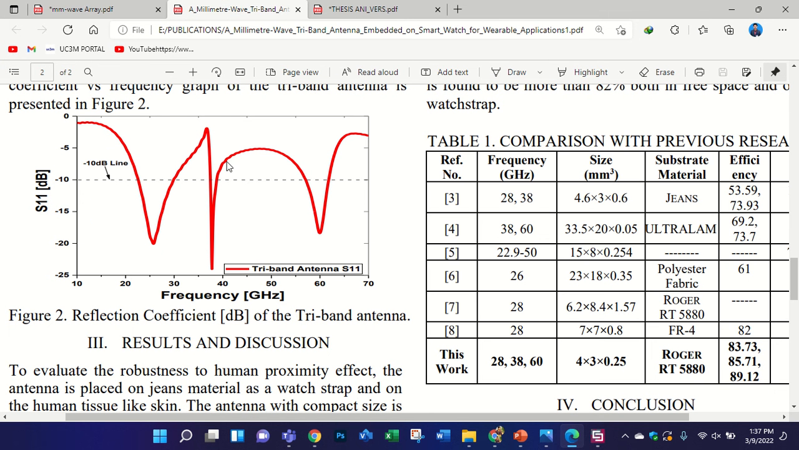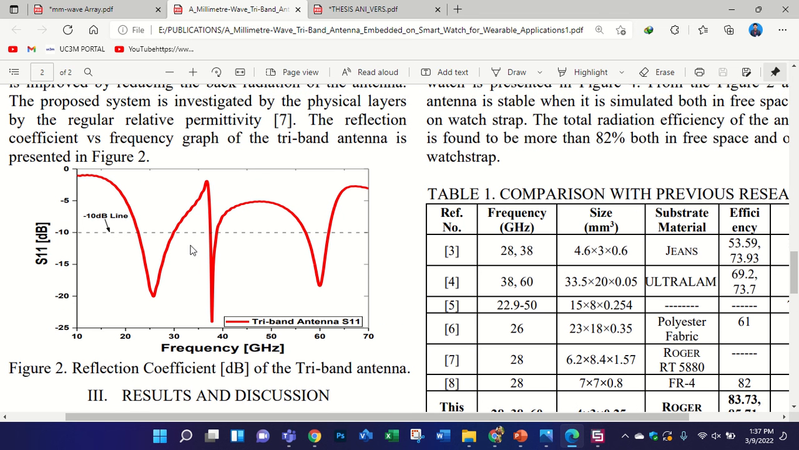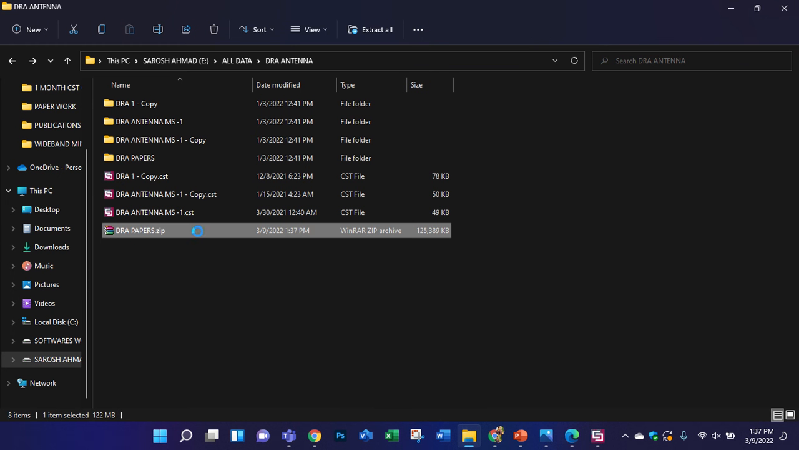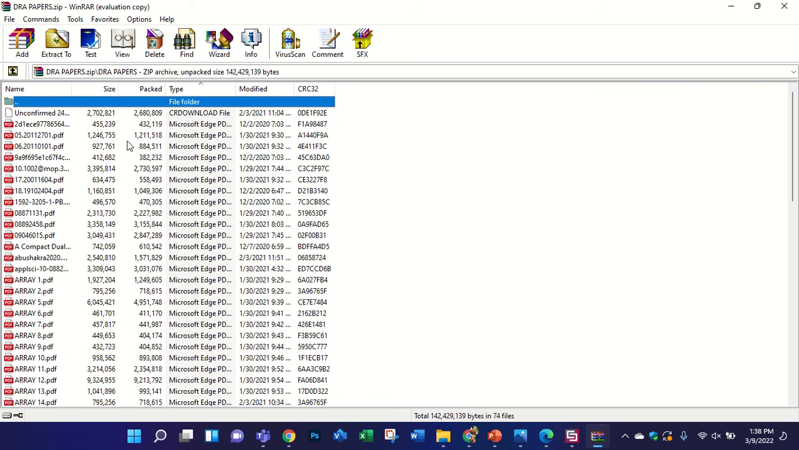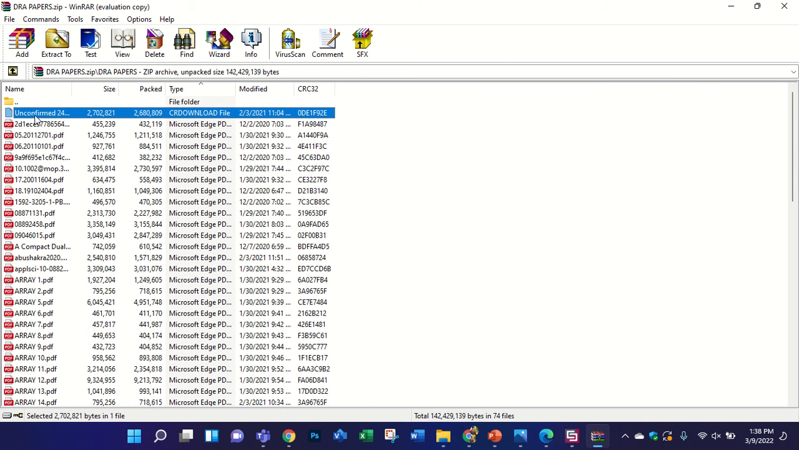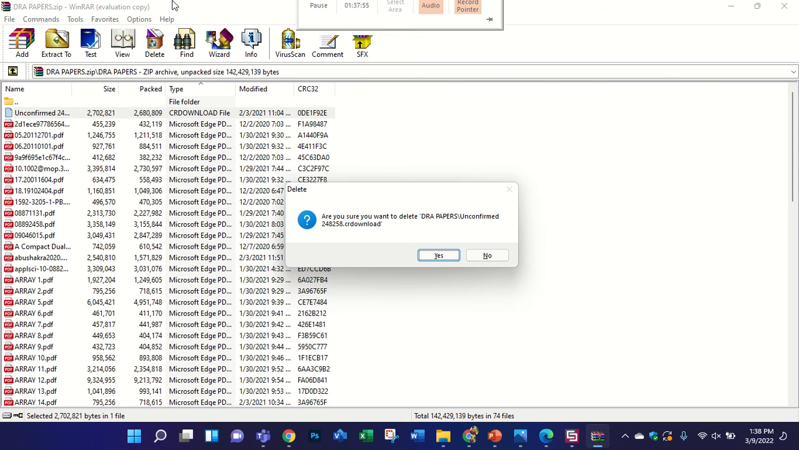The most important millimeter wave bands are 28, 38, and 60 gigahertz. This design is tri band. Because I work at 60 gigahertz, I use a metamaterial substrate. Yes, you sent me one paper. Do you remember? Yes, you sent me the paper.